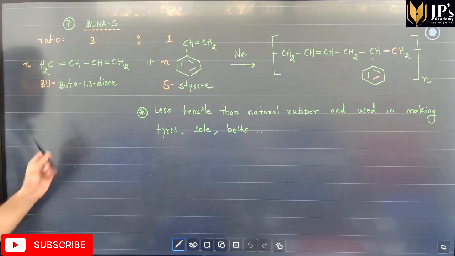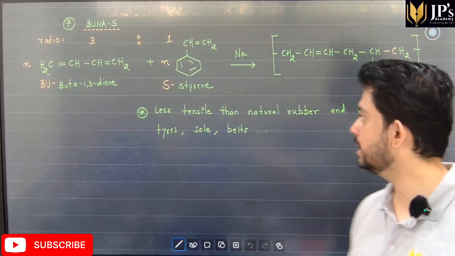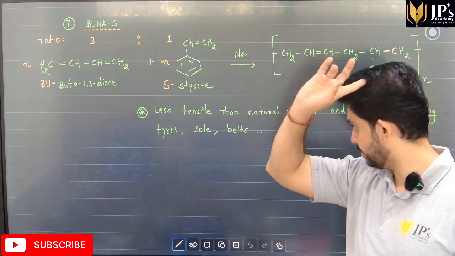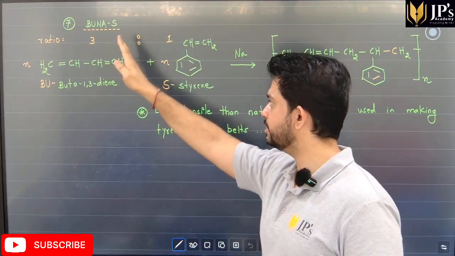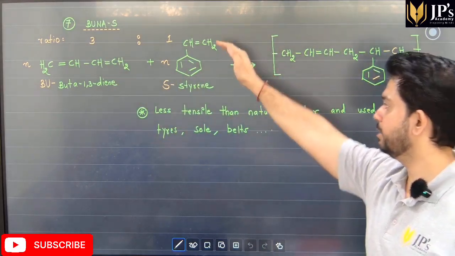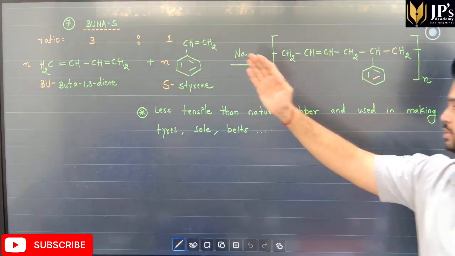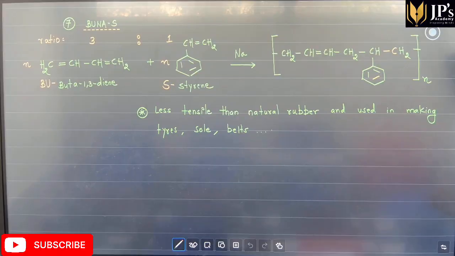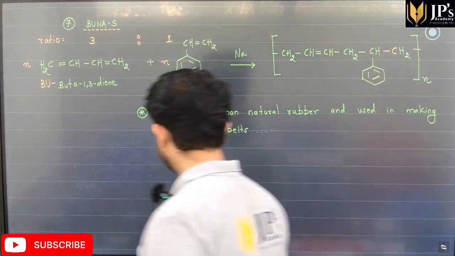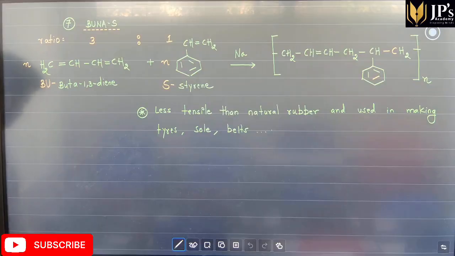Next, we have, students, Buna-S, which we've already done, which was butadiene, styrene, and butadiene rubber. One more important point you can remember is the ratio in which you take butadiene and styrene, which is 3:1. This is less tensile than natural rubber and is used in making tires, soles, and belts.